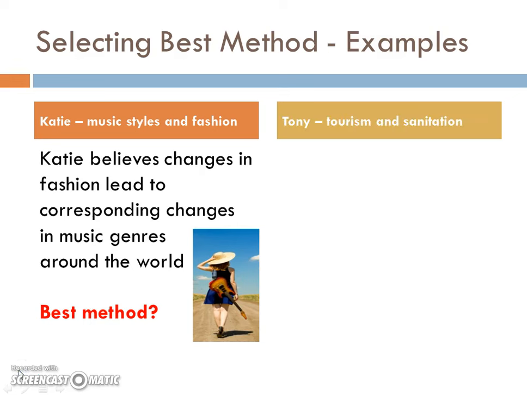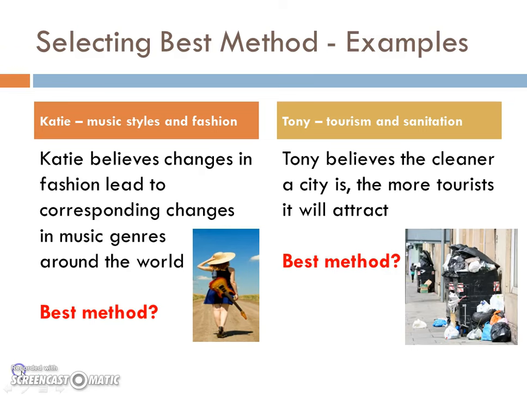The next example is Tony, and Tony is interested in tourism and sanitation. Tony believes that the cleaner a city is, the more tourists it will attract. Again, please take some time and think about what advice you can give Tony to help him out with his research. What is the best research method for Tony to select, and what type of data should he be trying to obtain? We will look at both of these examples in class a little further to discuss what method you selected to help each person out with their research.